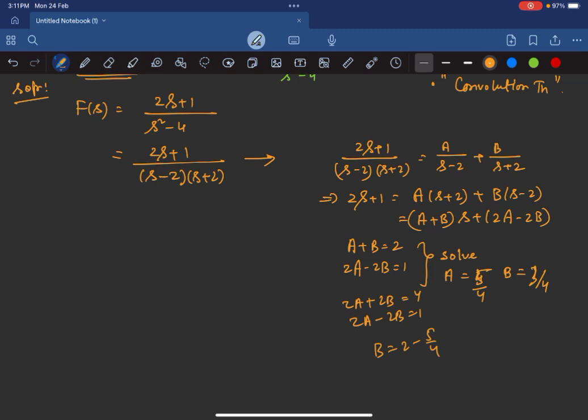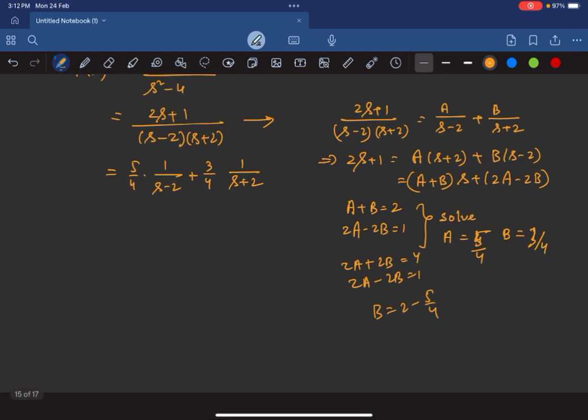Okay, so immediately you can have this setup: this is nothing but 5 by 4 times 1 by s minus 2 plus 3 by 4 times 1 by s plus 2.